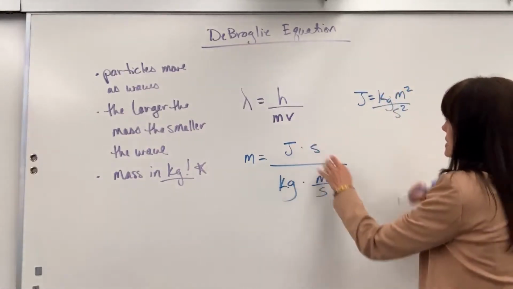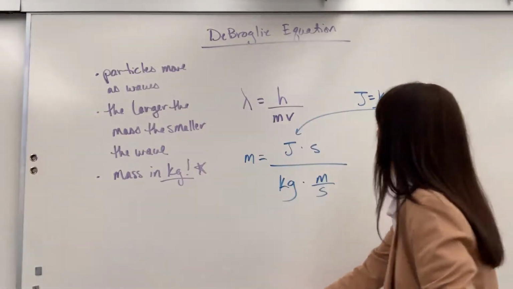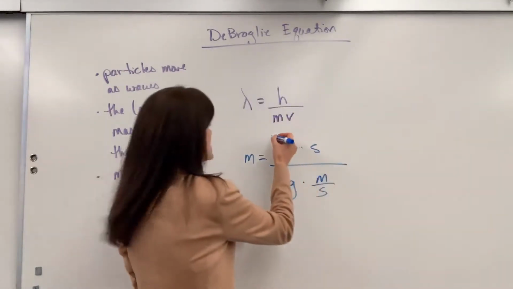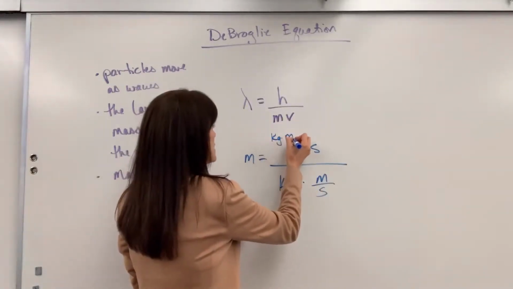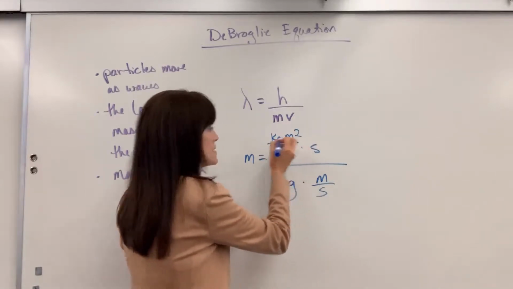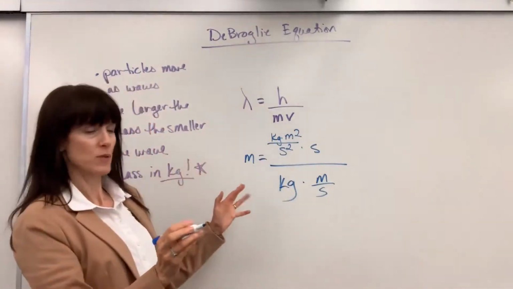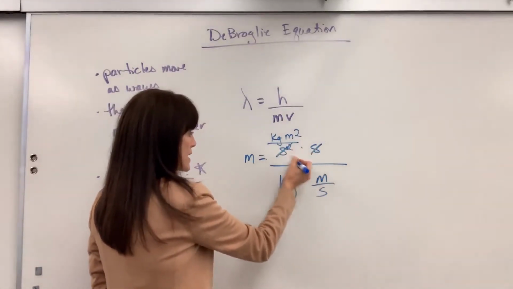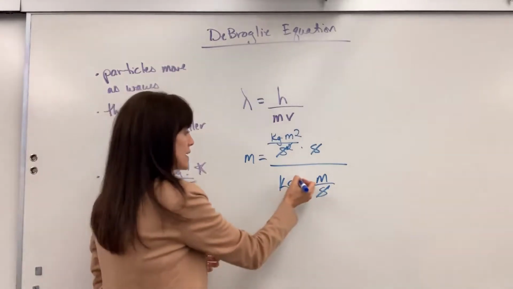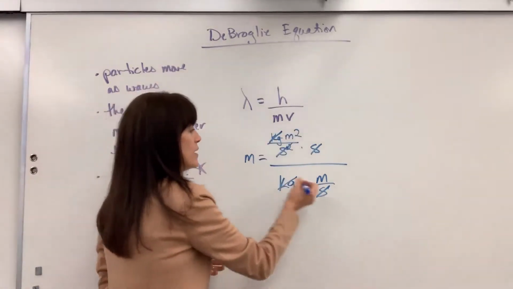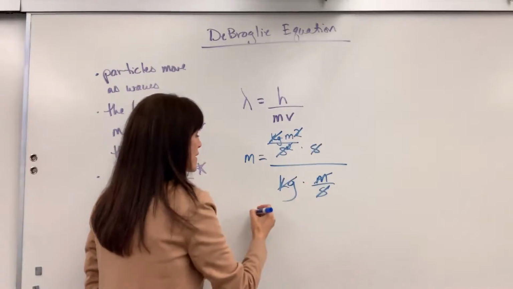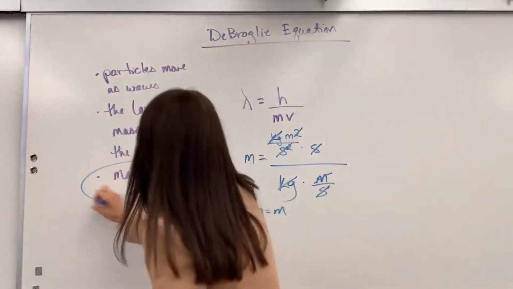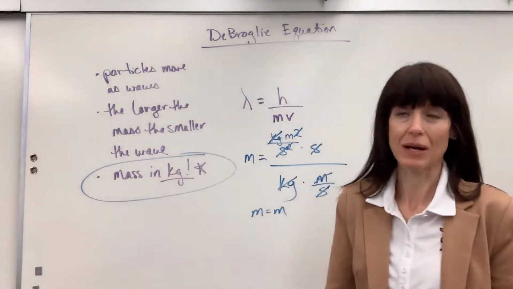If I take that and substitute it in here, let's see what we get. Okay, so the joule is a kilogram times meter squared divided by second squared. Let's see what happens when we start canceling. So a second will cancel with this second. That second will cancel with this second. Kilogram cancels with kilogram. One meter cancels with that meter, and you have meter equals meter. So be really careful. Make sure you always have the mass in kilograms.